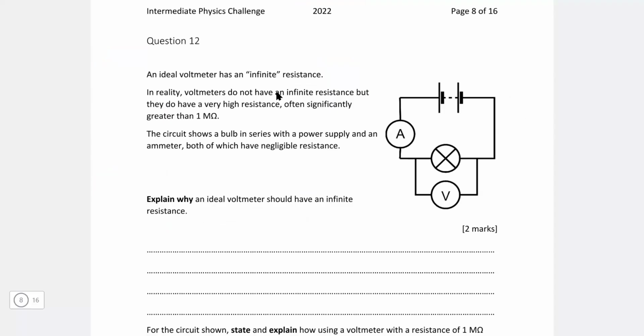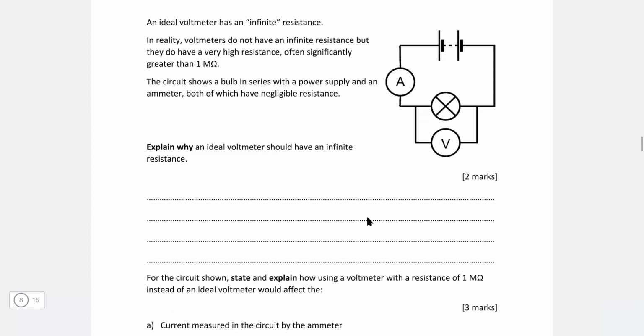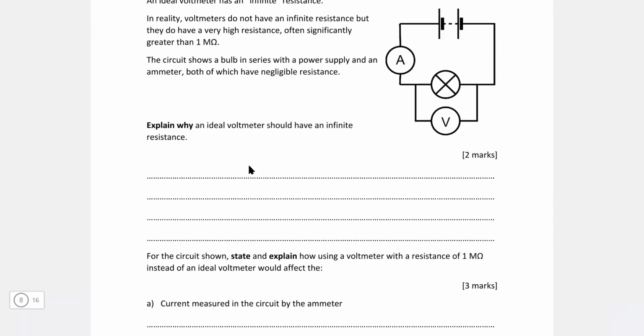Okay, question 12. An ideal voltmeter has an infinite resistance. In reality, voltmeters don't have an infinite resistance, but have a very high resistance. The circuit shows a bulb in series with a power supply and an ammeter, both of which have negligible resistance. Explain why an ideal voltmeter should have infinite resistance.